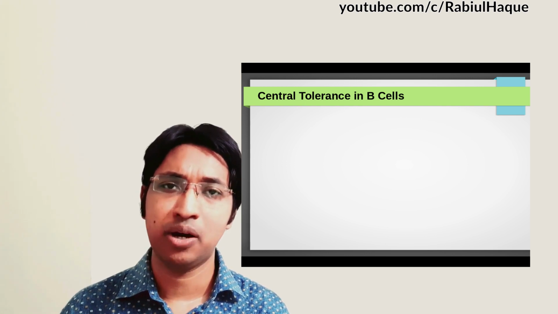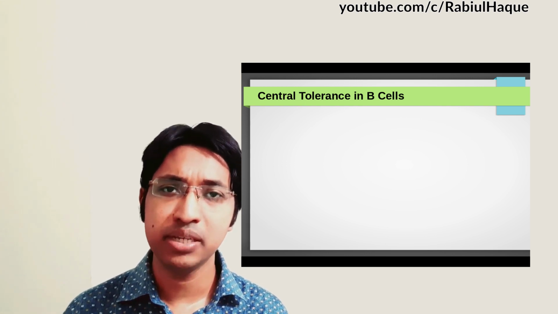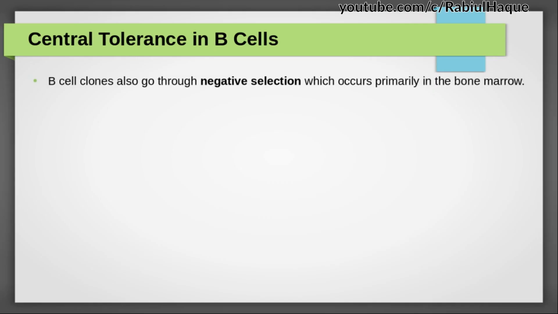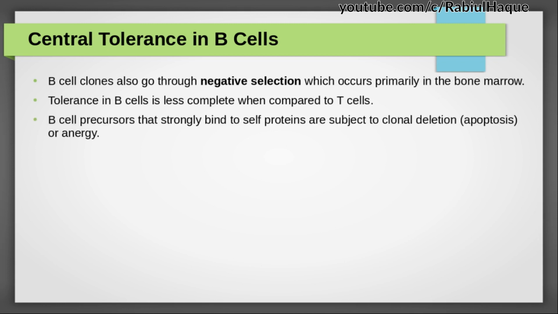So now let's talk about central tolerance in B cells. B cell clones also go through negative selection. This occurs primarily in the bone marrow. Always remember that tolerance in B cells is less complete when compared to tolerance in T cells.